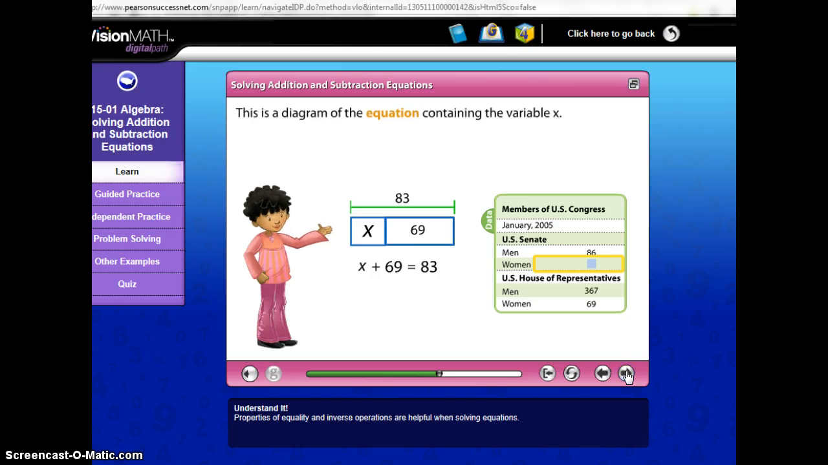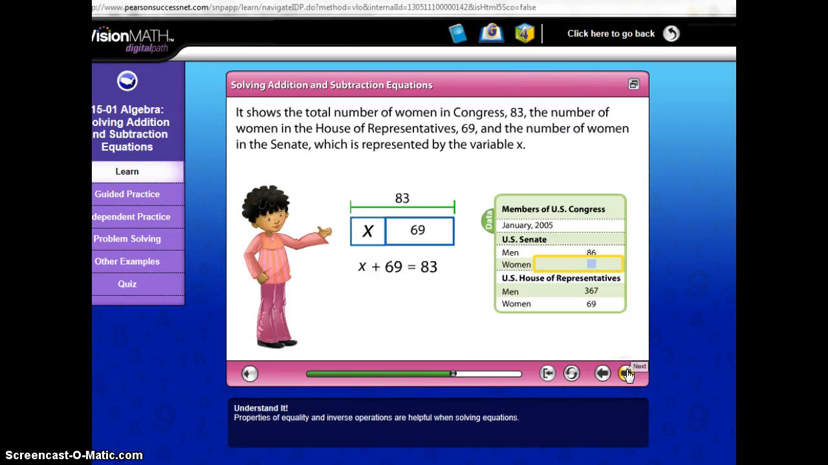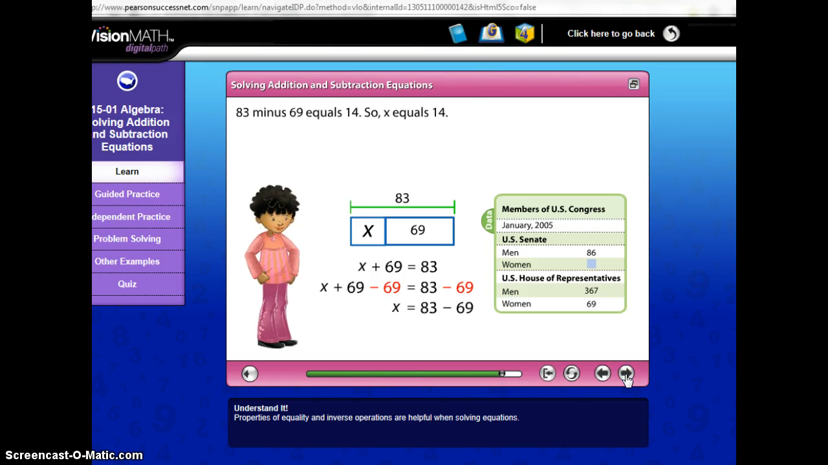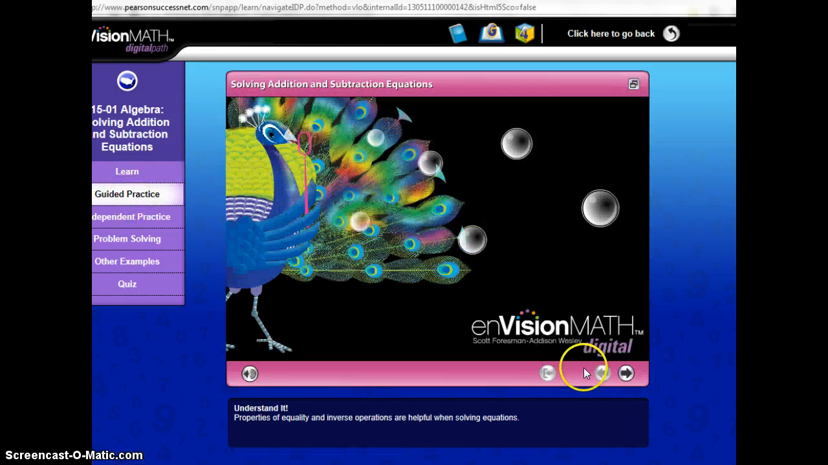Okay, so we want to find this missing x. If we take 69 away, that leaves x all by itself. So we also have to take 69 away on this side. 83 minus 69 will give us our answer, which is 14. We took 69 away over here, 69 away over here, gave us a total of 14. Let's look at some practice problems.